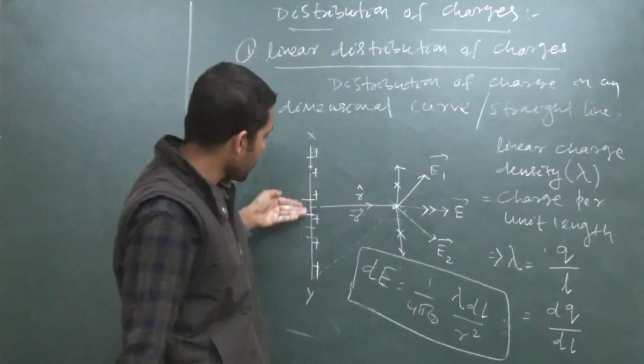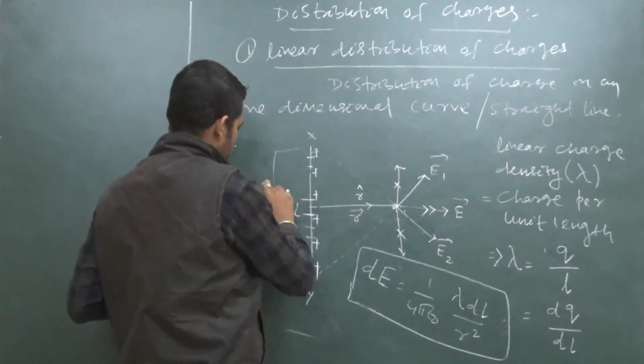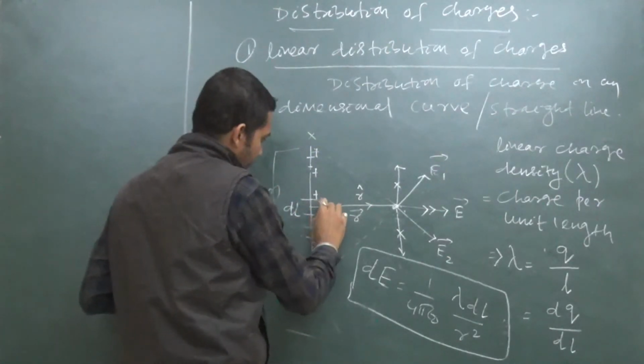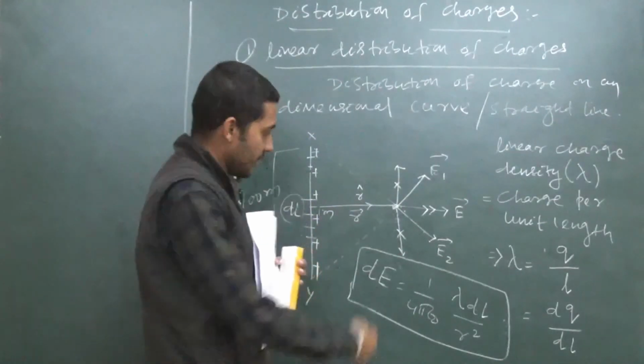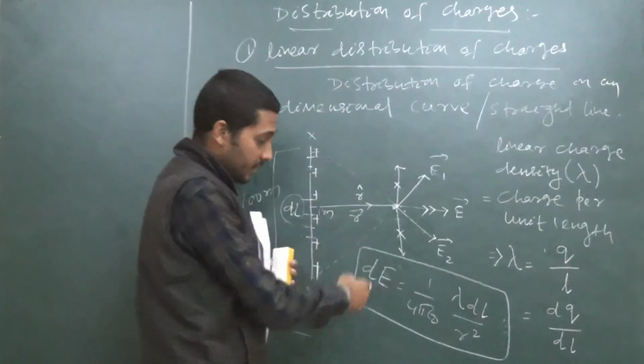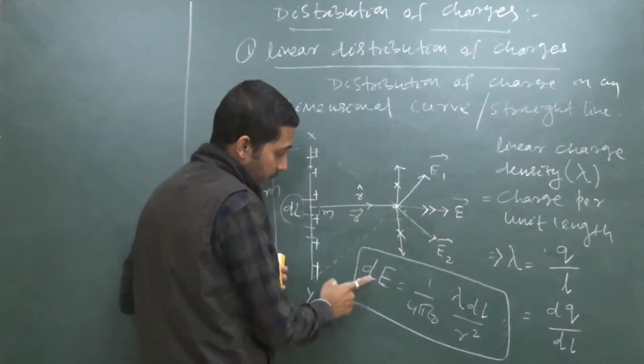But now, after calculating this, see, if this is a 100 meter length of wire and let us say this dl is 1 meter, then the wire is divided into 100 number of dl. That means every dl has a value of 1 meter. So every dl applies an electric field on this point of value dE.